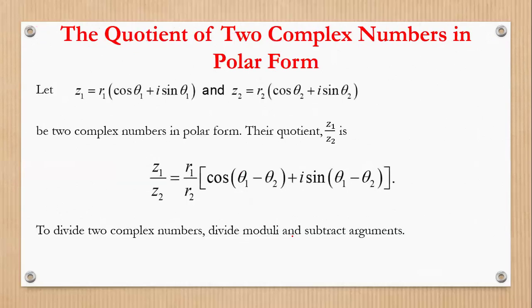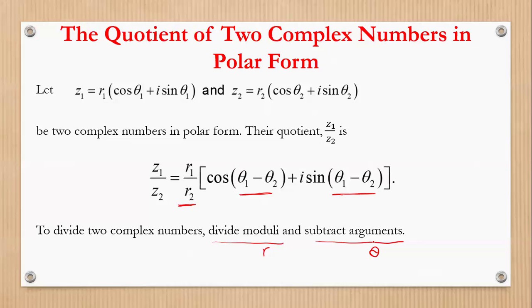To divide two complex numbers, to find the quotient of two complex numbers in polar form, we divide the R's, we divide the moduli, but subtract theta, or subtract arguments. For multiplication, we multiply and add. For division, we divide and subtract.